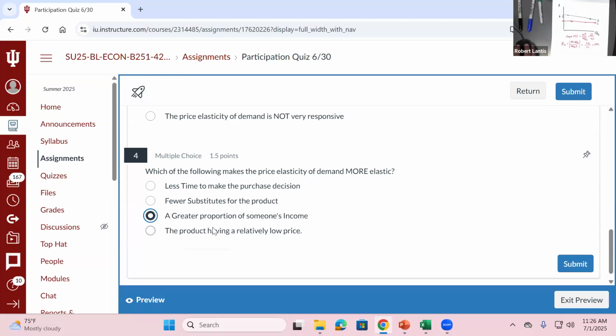But then this one will also not be true, which is if the product has a relatively low price, right? And we'll talk about why this one today would actually mean if it has a relatively low price, it's more likely that we're going to have inelastic demand. Okay.